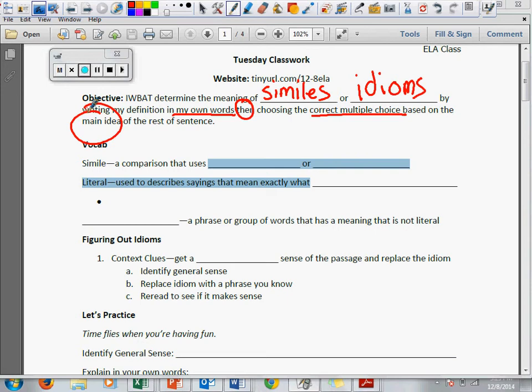We're going to be moving quickly, so we're now on to vocab. Simile, a comparison that uses like or as. We already know that one, so I'm going to put a check mark. We covered that. The next one we're going to do is literal. This is a new one, so make sure you're really trying to get this one. Literal is used to describe things that mean exactly what the words mean.